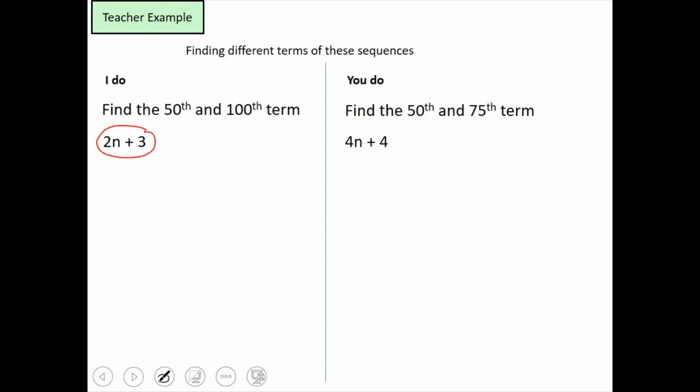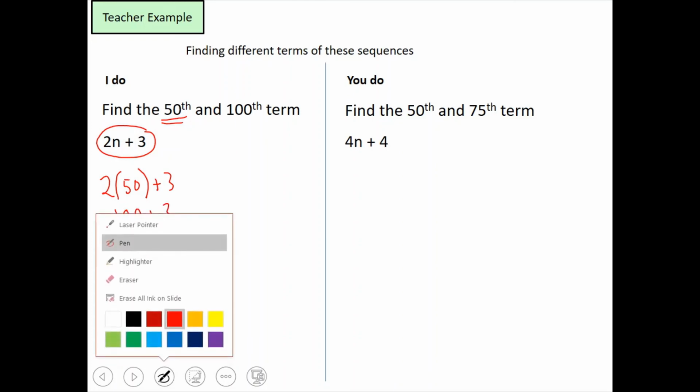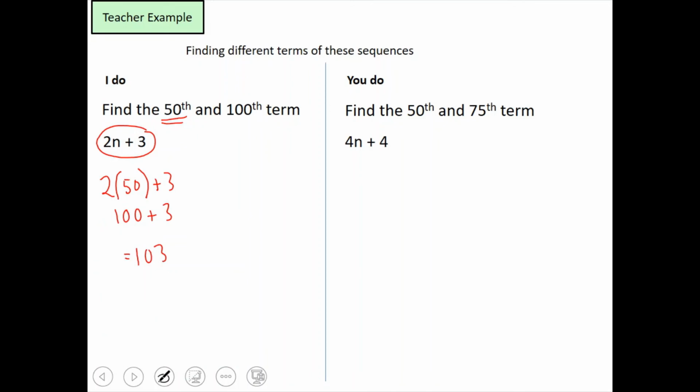Now, if you look at the 50th term first, all you're doing is replacing the n with the number 50. So you've got 2 times 50, and then you do plus 3. 2 times 50 is 100, plus 3 is 103.